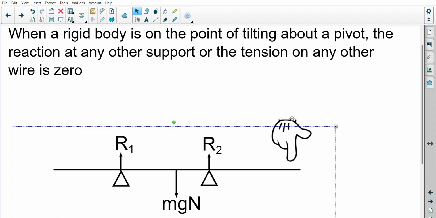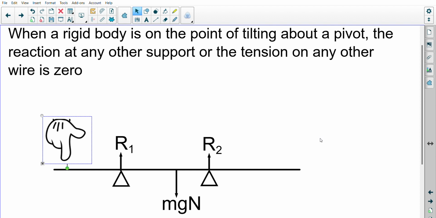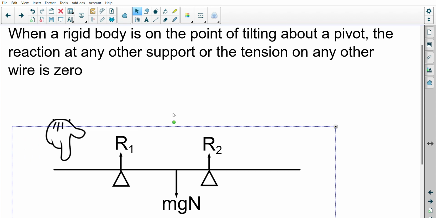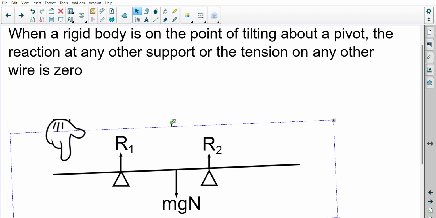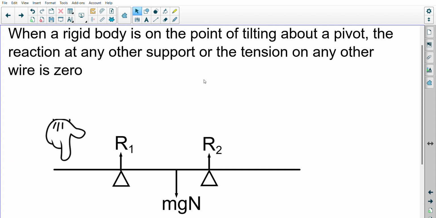Okay, if we do it the other way, if we added a force there, then if it's at the point of tilting, this essentially is happening. So the rigid body is tilting on the first support. So there'll still be a reaction on the first support, but it's not currently on the second support. And that's why the reaction will be 0. So we talk about the point of tilting as it's about to tilt.